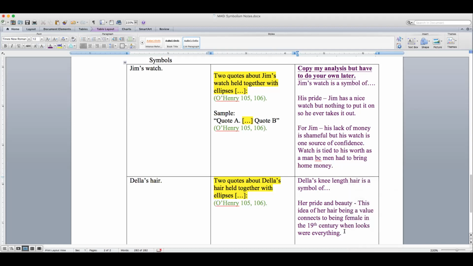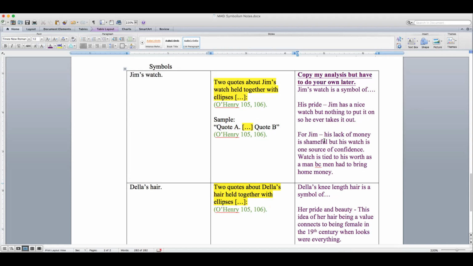So, I mean, you could get really deep and talk about like gender stereotypes and, you know, gender roles, but it's truly the analysis is what you see in it. So you can either copy my analysis now, but you still have to do your own later for the paragraph that you're going to write for homework.